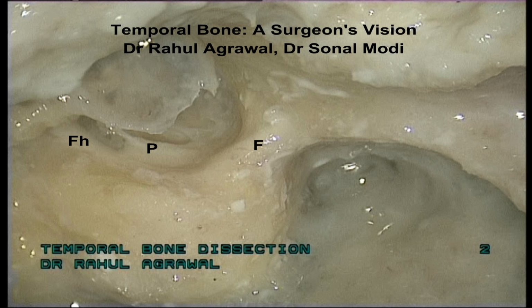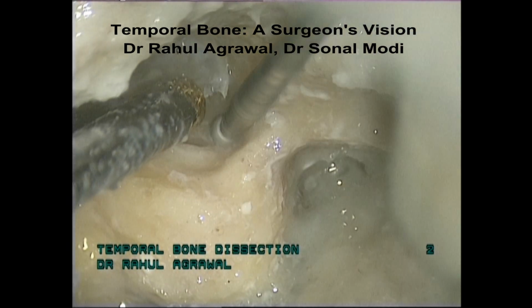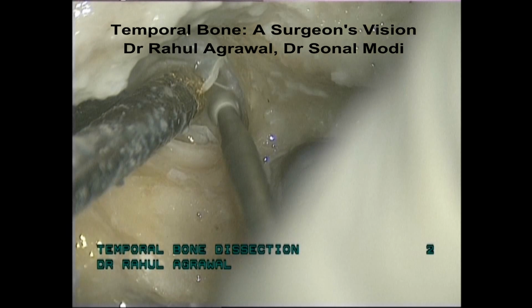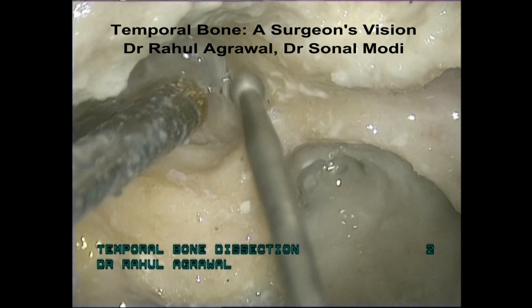F denotes the vertical segment of the fallopian canal, FH denotes the horizontal segment of the facial nerve, P denotes the pyramid from which a small twig of stapedial tendon is arising, which will go and attach on the stapedial head. Our sinus tympani is completely exposed, which is anterior to the vertical segment of the fallopian canal. There's still some bony overhang in the hypotympanic area, which is now being drilled.